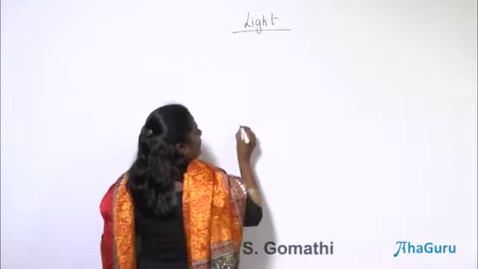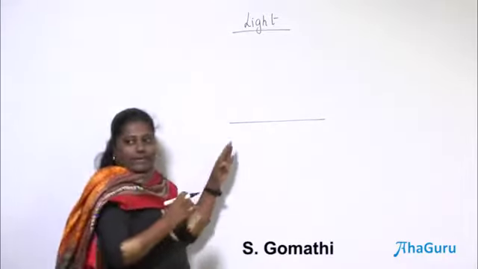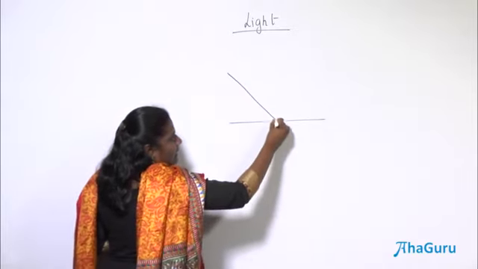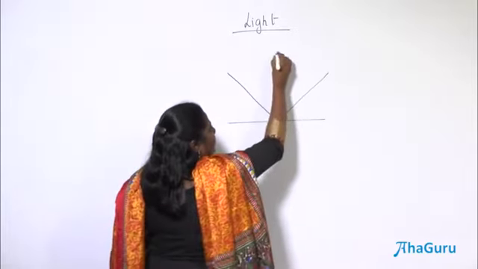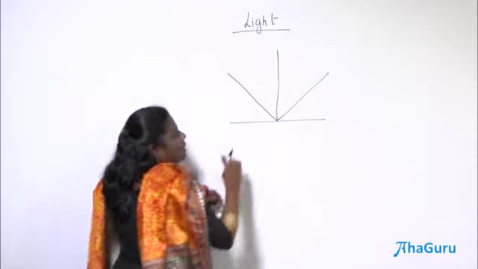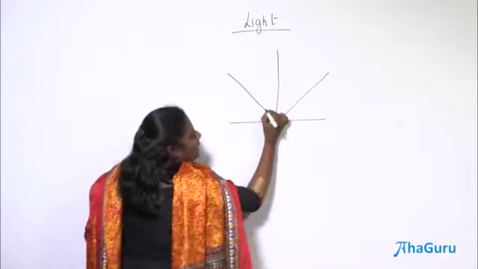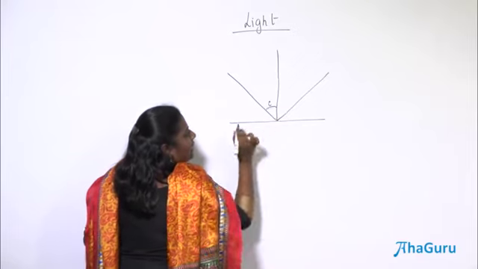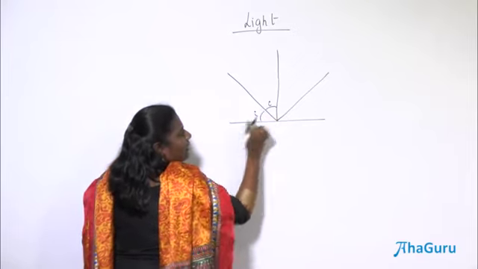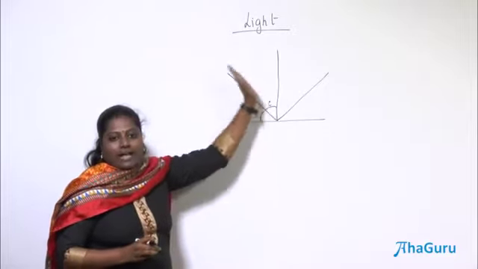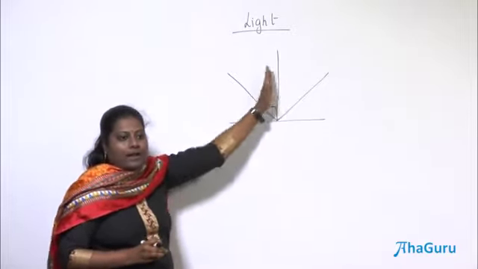So let's take a plain mirror. You know that if a ray comes like this, it goes out like this, and this is a normal. Normal would be 90 degrees. Which angle is called I? The angle to the normal is called I.